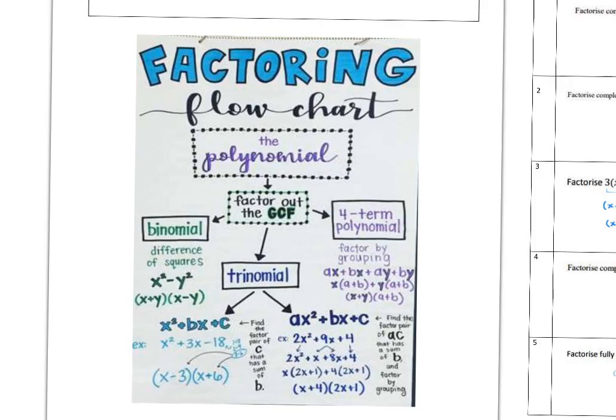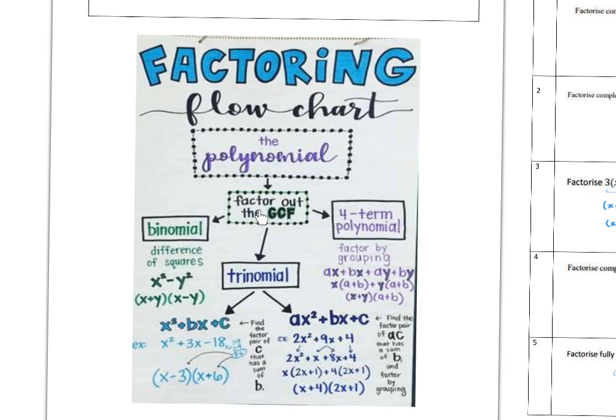Now go back to the flowchart. How to factorize a polynomial. First, extract the highest common factor if you have a common factor. Take the common factor if you have. Next step.